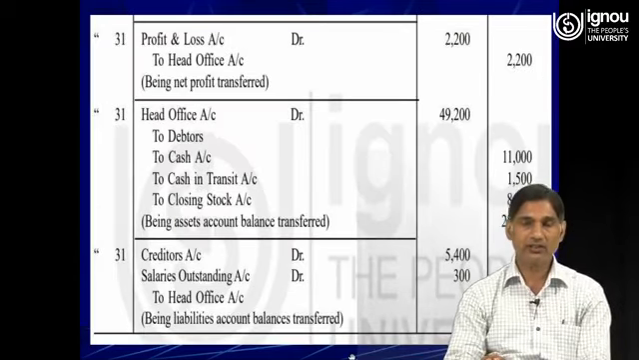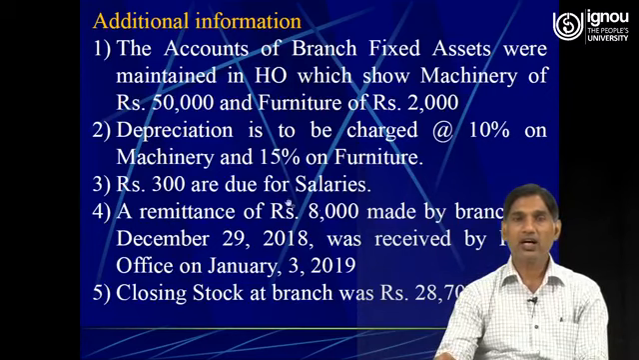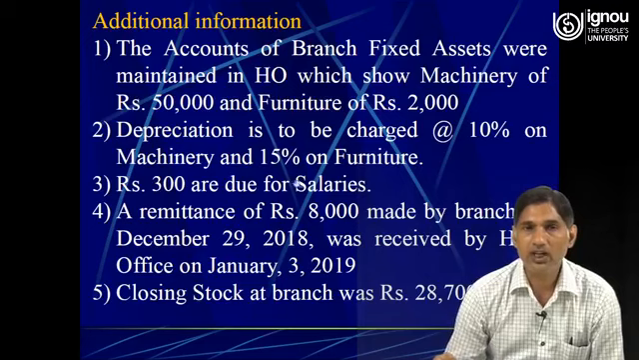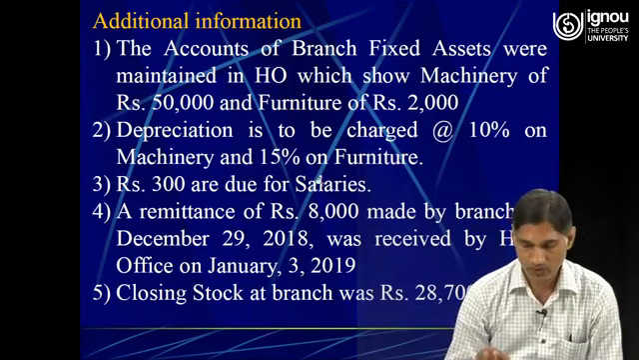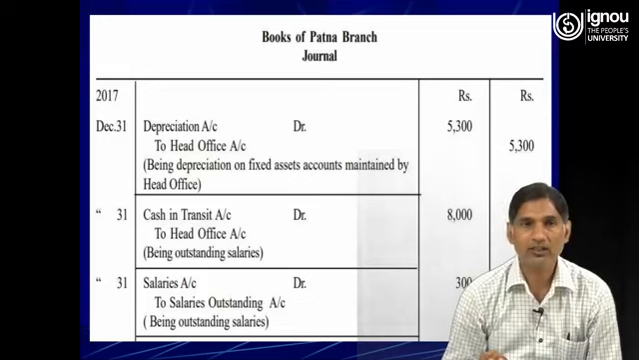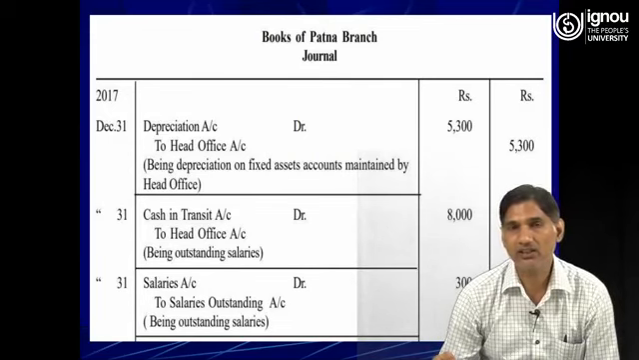Then the next one is rupees 300 are due for salaries. So this is the outstanding expenses, and for outstanding expenses the entry is expenses account debit to outstanding. So expenses are the salaries, so the entry would be salaries account debit to outstanding salaries 300.